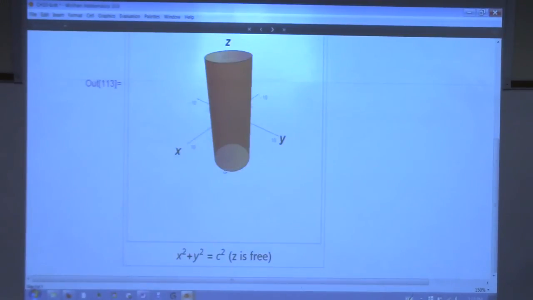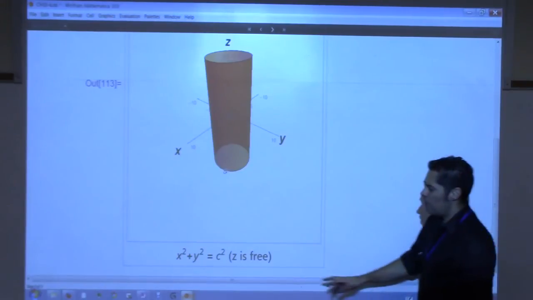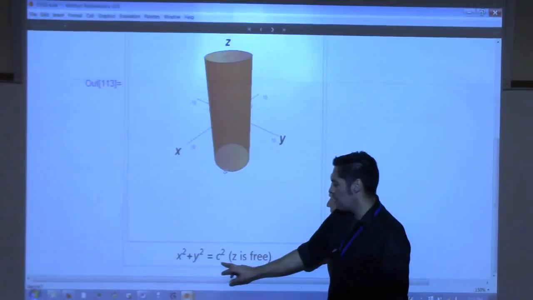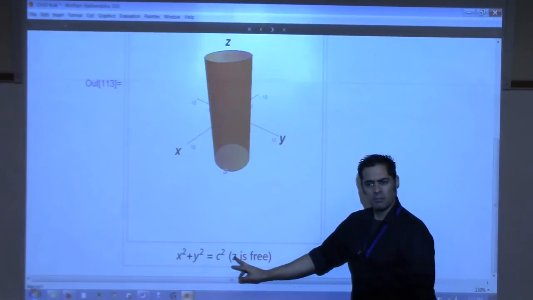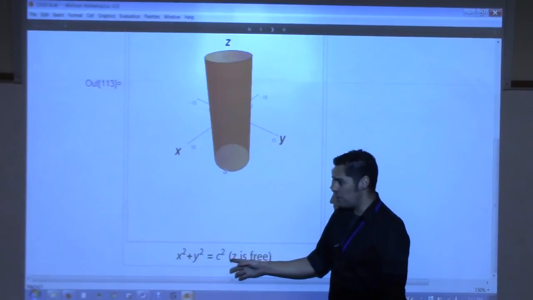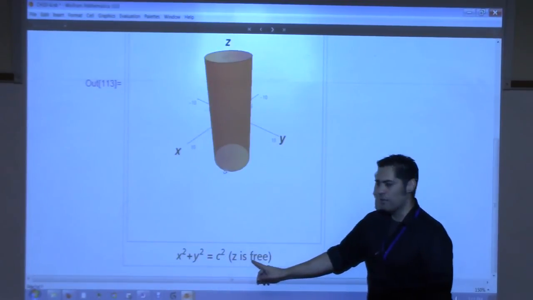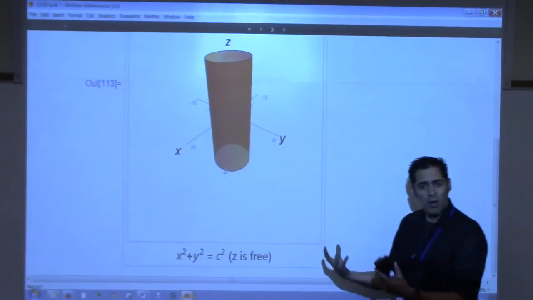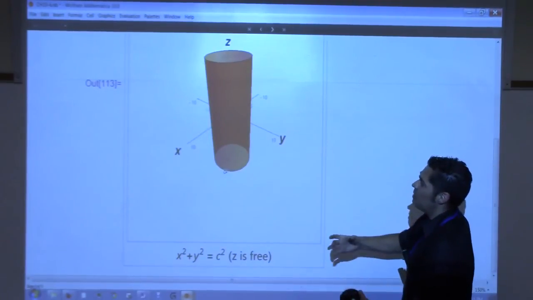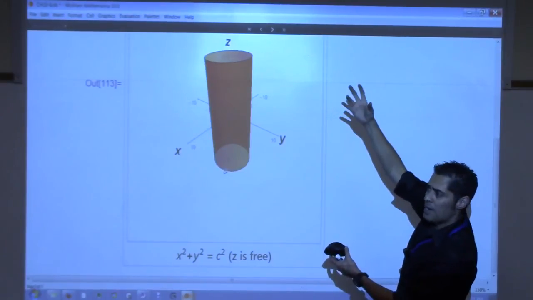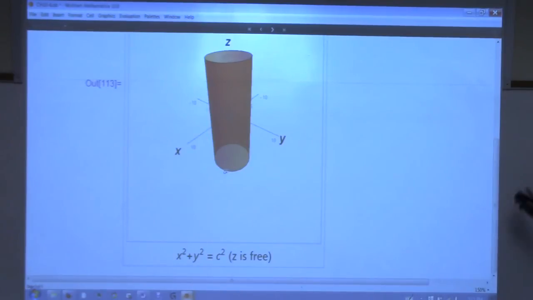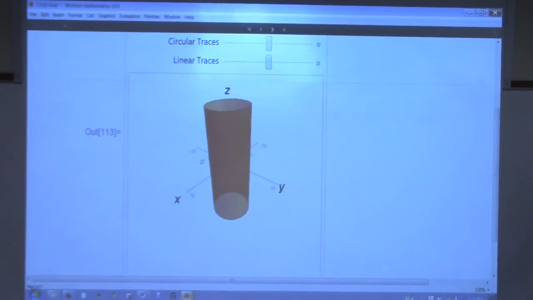This is the equation of that cylinder. X squared plus y squared equals c squared. I could use r. That's the equation of a circle, isn't it? In two-dimensional space, it is a circle. But in three-dimensional space, there's no z here, right? In the equation, so z is what we call free. And so what it does is it draws a bunch of circles, but since z is free, it goes up the z-axis and down the z-axis. And you get the cylinder. Make sense? Now let's look at the traces.